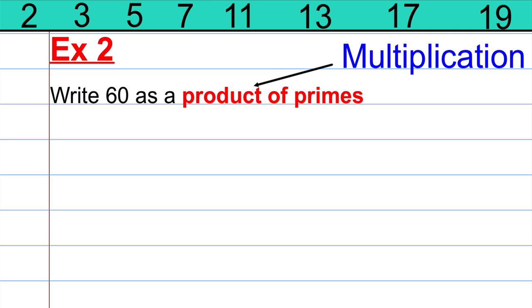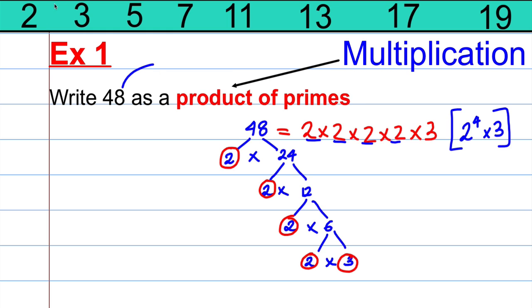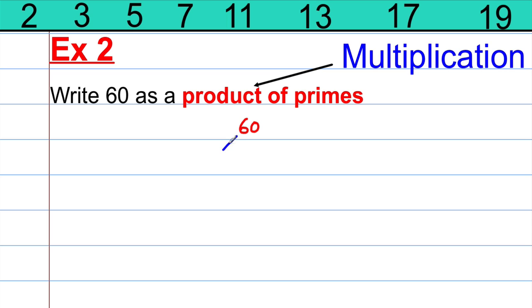60. We want to write 60 as a product of primes. We don't want to guess by looking at the primes because the number's too big. We need a method. So what we do is we write 60 down. Okay? Now, can 60 be written as 2 multiplied by something? Yes, it can be written as 2 multiplied by 30. But 30 is composite. So we try and break 30 up.